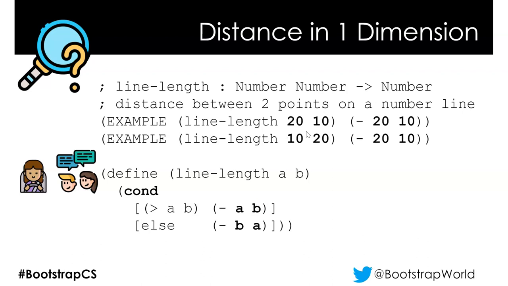If we get this other example, 10, 20 for A and B, is 10 bigger than 20? No. So this is false, so this never gets executed. We do the else part. We know we're down in the else. B is bigger, 20 is bigger. So we say 20 minus 10. So we get 10 for both of the answers, whichever way we choose, because we, the programmer, put them in the correct order first. That's all this is showing.